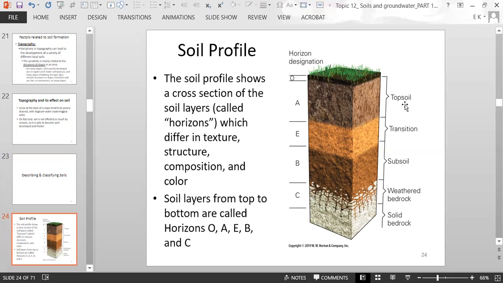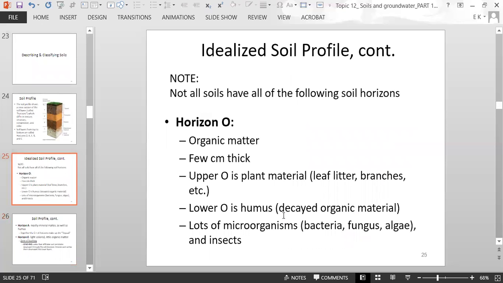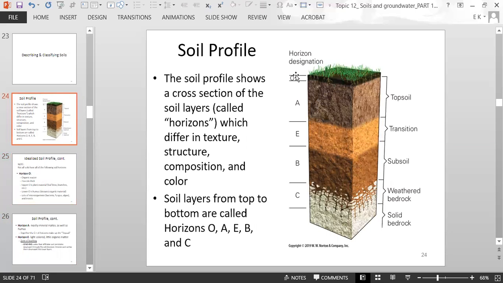A is also called the topsoil. And then you have your transition, E, subsoil, B, and then C is going to include your weathered bedrock. That's your transition to the solid unweathered bedrock below the soil layer. So not all soils have all of the following soil horizons. I'm going to go through all of these in more detail, but not all soils have all of these layers.